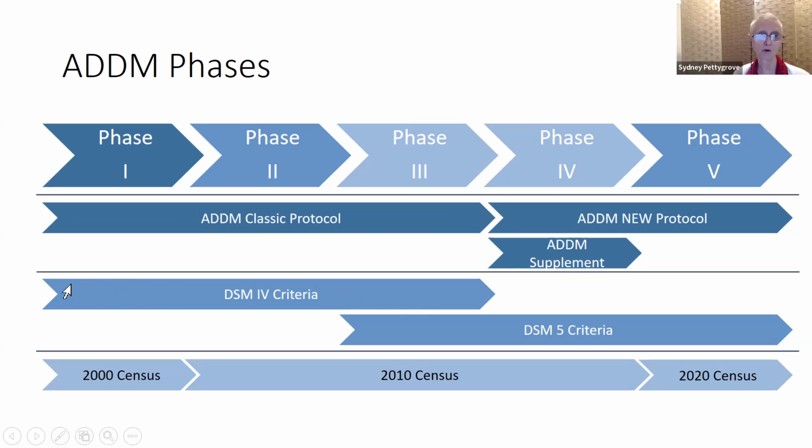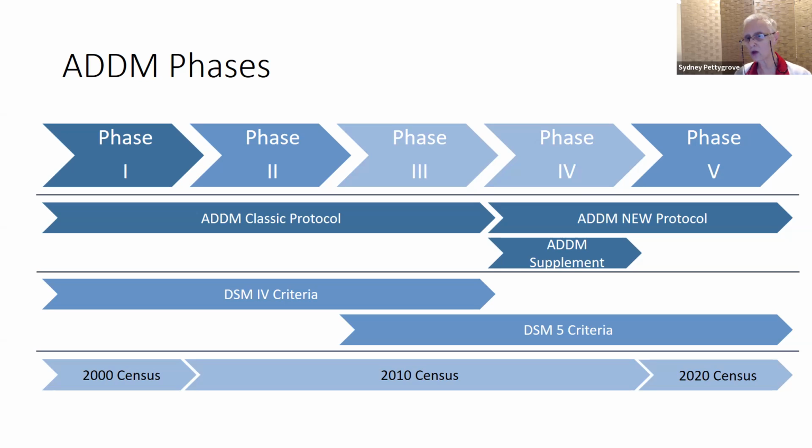And of course, we started out using the DSM-4 criteria. In phase 3, we actually had 2 study years where we used both the DSM-4 criteria and the DSM-5, so that we could get a comparison of how that change in DSM would affect our prevalence. And interestingly enough, it doesn't seem to affect it a lot.